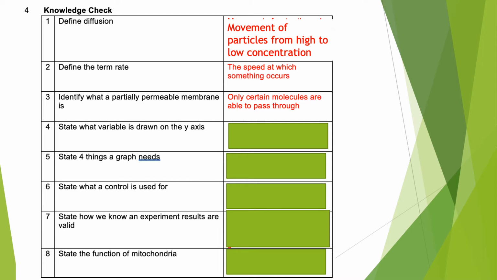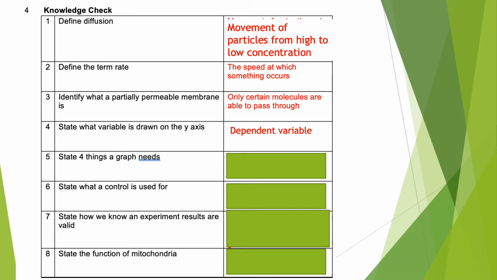Number 4, state what variable is drawn on the y-axis. So remember that y points to the sky. If x is your independent variable, then your y has to be your dependent variable. Okay, this is the one that changes in response to the changing variable.